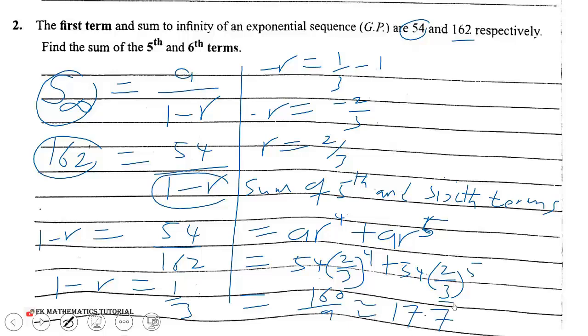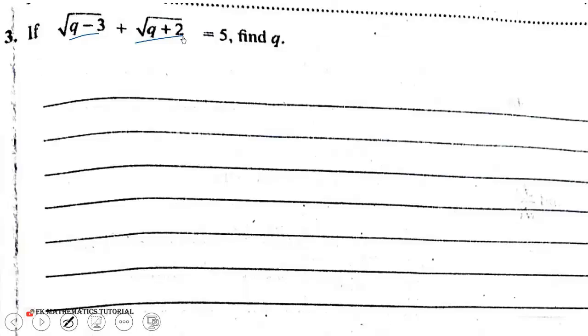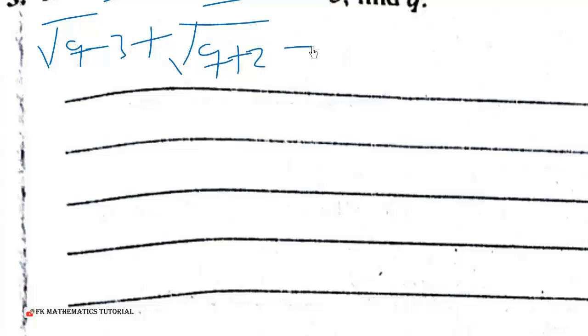17.7 recurring. So we have square root of q minus 3 plus square root of q plus 2 is equal to 5.